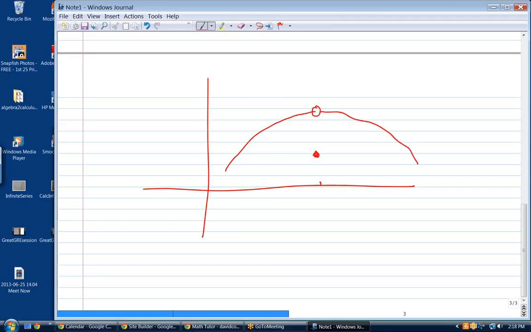Here's a function. What's the limit of this function as we approach 3 from the left? In other words, what's the limit of f of x as we approach 3 from the left? Would it be 4? Okay. What is it as we approach 3 from the right?